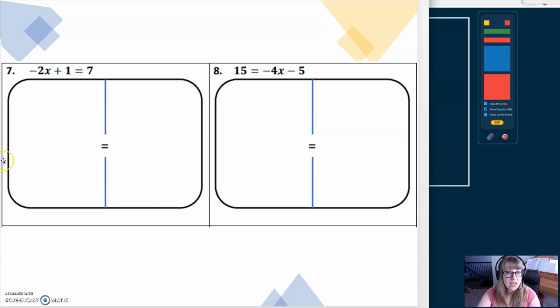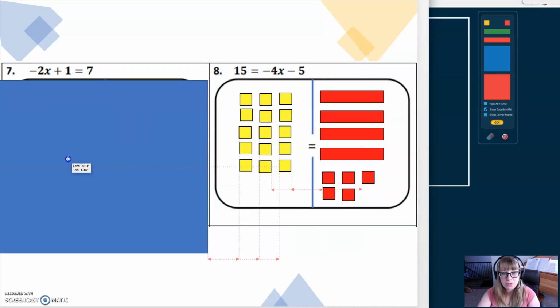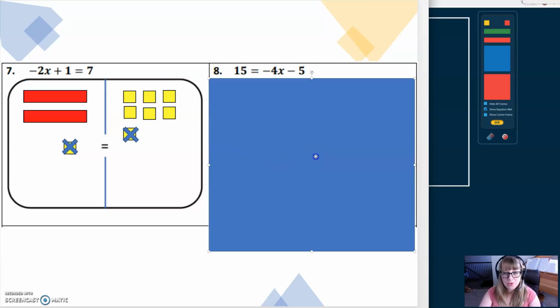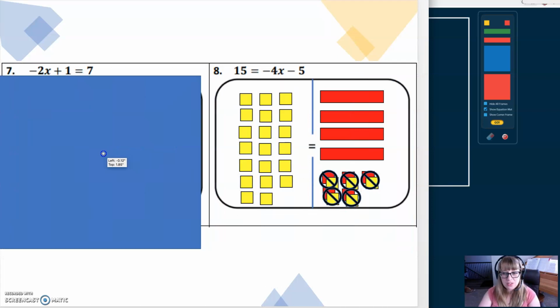Okay, and we're back. We're running short on time, so I'm going to go through this as quickly as I can. We have 15 is equal to and balanced with negative 4x minus 5. So I've got my 15 tiles here balanced with and equal to 4 red x tiles and 5 red unit tiles. So that next step is going to be, I've got to get in those 0 pairs.